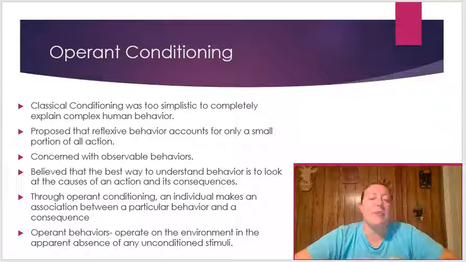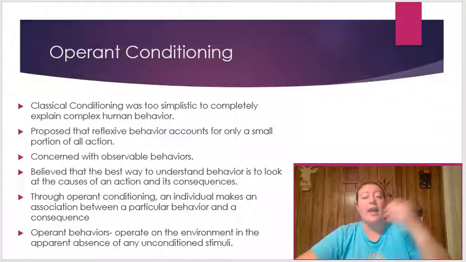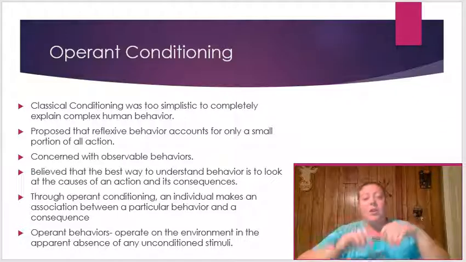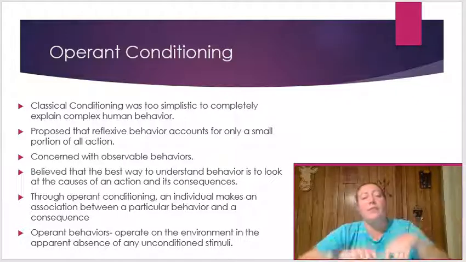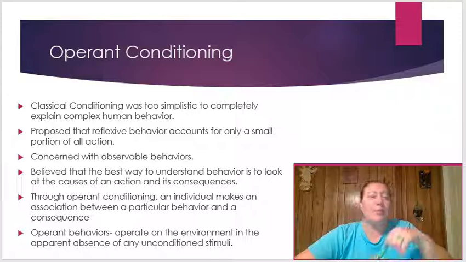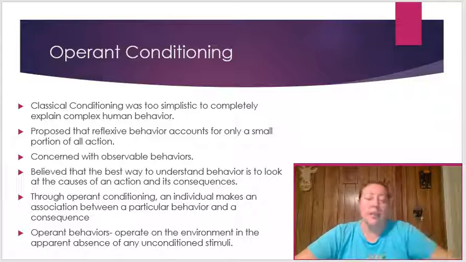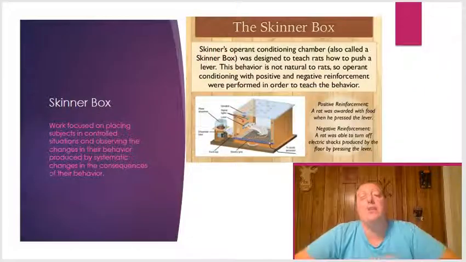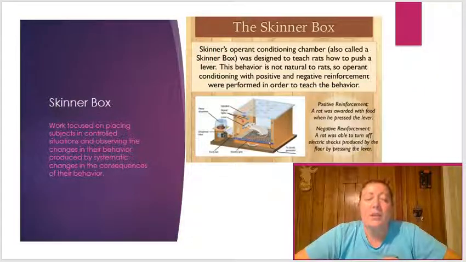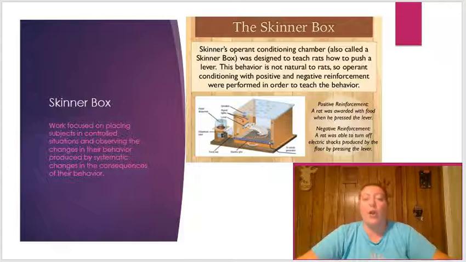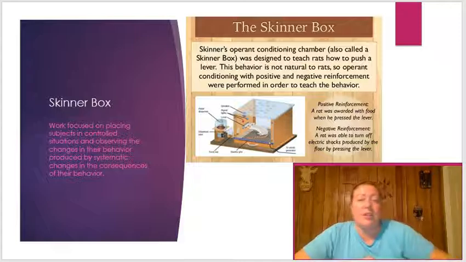He believed that the best way to understand a behavior is to look at the causes of the action and the consequences. Through operant conditioning, an individual makes an association between a particular behavior and a consequence. To conduct his experiments, he used the Skinner box. His work focused on placing subjects in a controlled situation and observing the changes in their behavior produced by systematic changes of the consequences of the behavior.